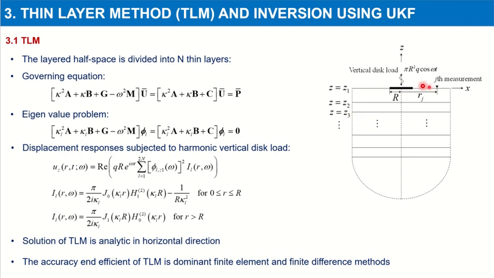discretize the problem, with no mesh size, in the horizontal direction. We only discretize in the vertical direction, so the solution in the horizontal direction is exact, and the accuracy and efficiency of the thin layer method is dominant over other methods such as finite element or finite difference methods.